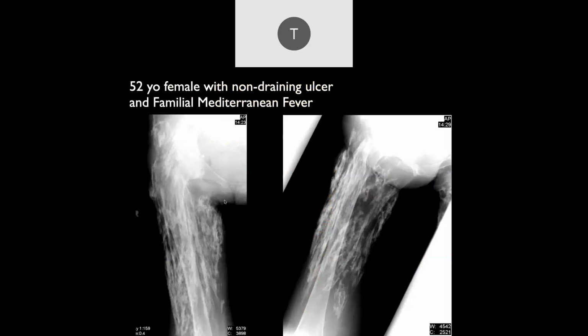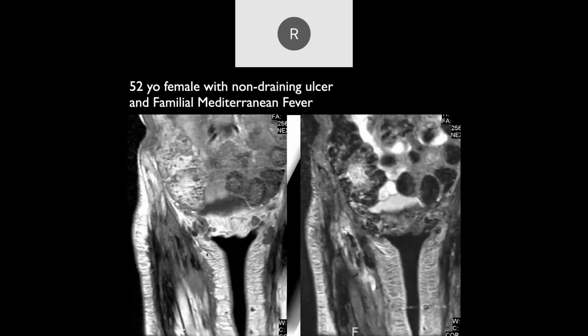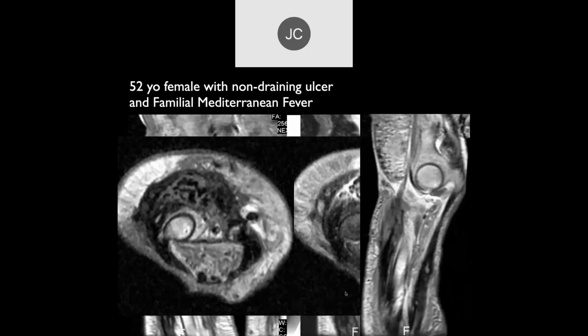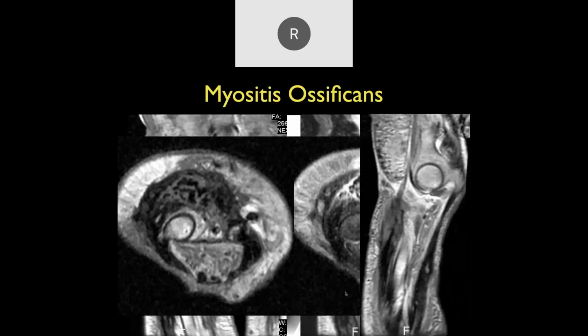Okay, Robert. All right, so we have a 52-year-old female with non-draining ulcer and familial Mediterranean fever, and it looks like there's a lot of heterotopic ossification. It correlates with the musculature of the thigh. On the MR scan, we can see the low signal also within the musculature compatible with calcification. So what would you call this? This would be like a myositis ossificans. Yep, good.